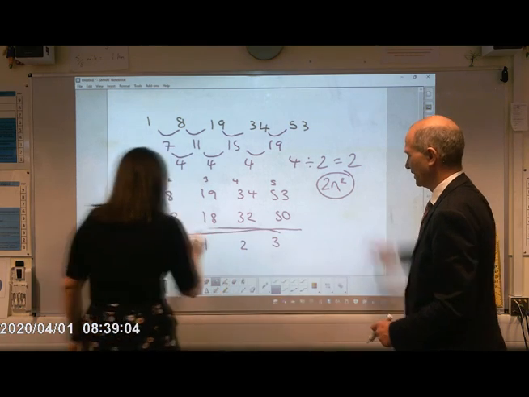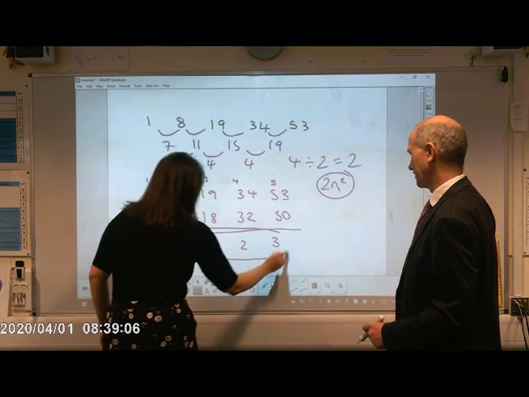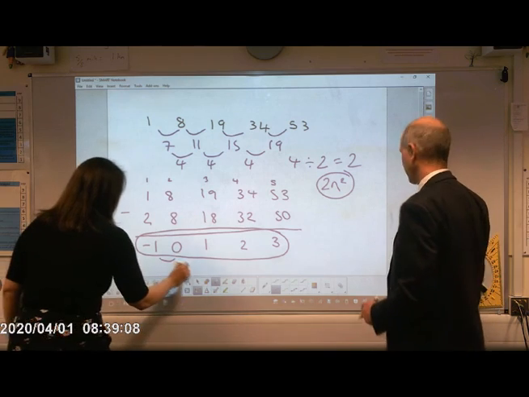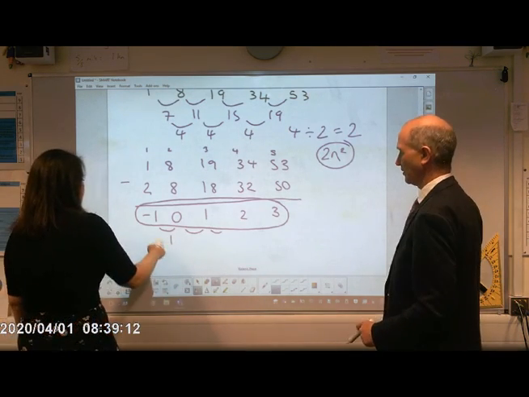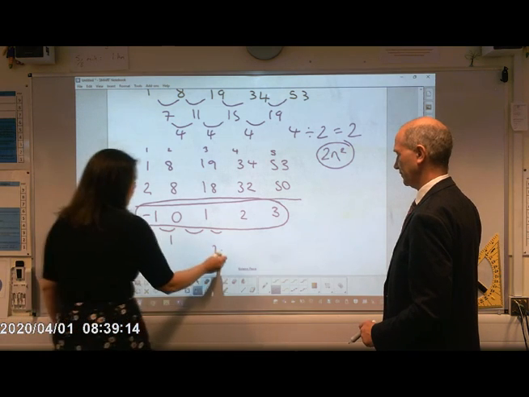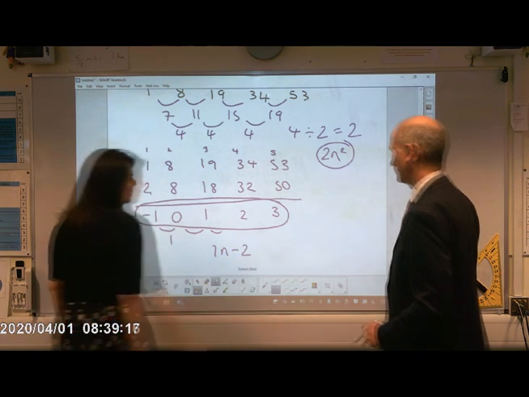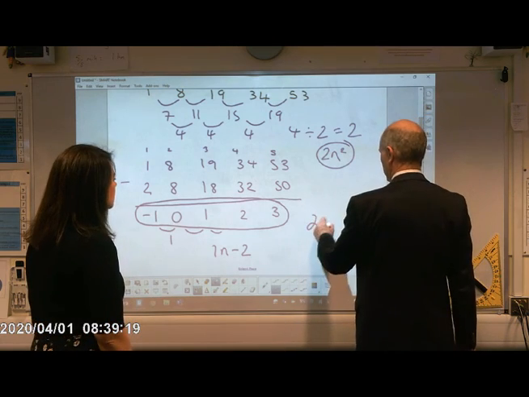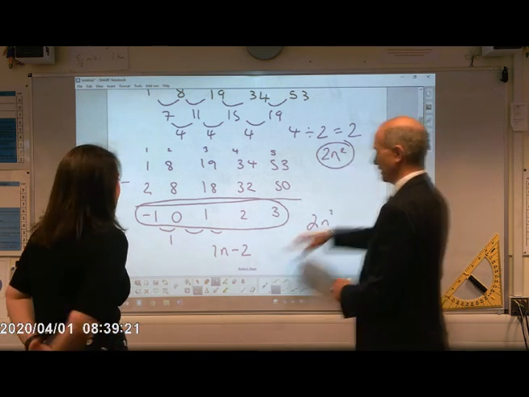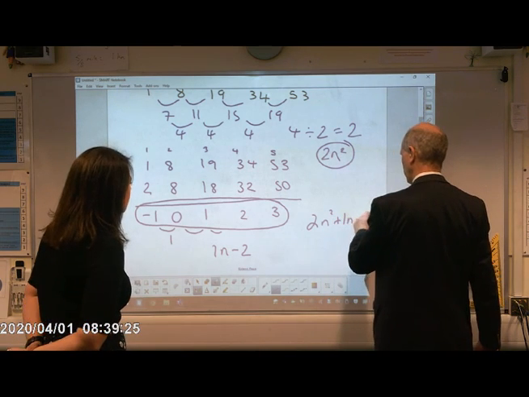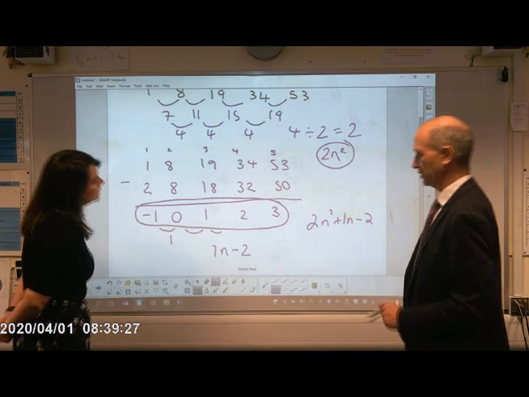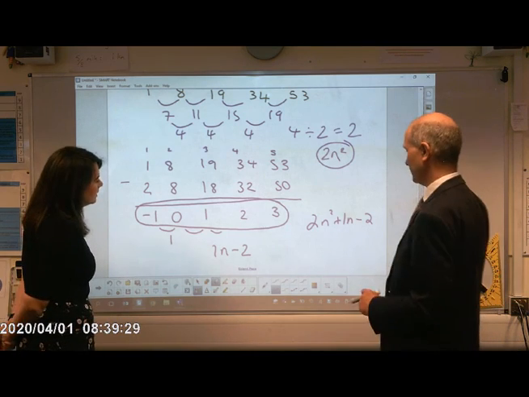Focus in. It's another sequence. It's going up in ones. How do I get from 1 to minus 1? I have to minus 2. So my end answer is, well, we've got the 2n squared bit that we got at the beginning, and then we're going to have to add an n. I'm going to write 1n, just so we can see where it comes from, and then minus 2 to finish it off. And that's perfect. Beautiful. Right, the second one.